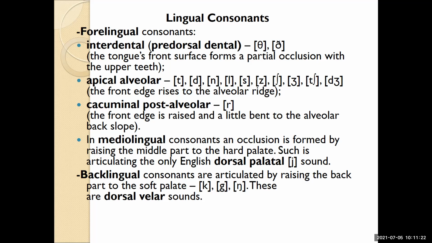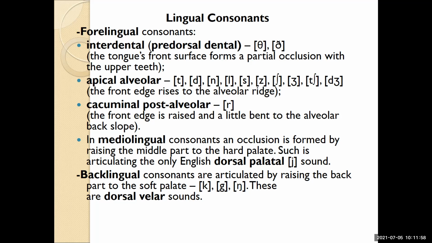There may be four lingual consonants groups, which are divided into interdental, where the tongue's front surface forms a partial occlusion with the upper and lower teeth. Apical alveolar: they are t, d, n, l, s, z, sh, zh, ch, and j. Cacuminal post-alveolar: there is only one cacuminal consonant in English, it's r. The front edge is raised and a little bent to the alveolar back slope.